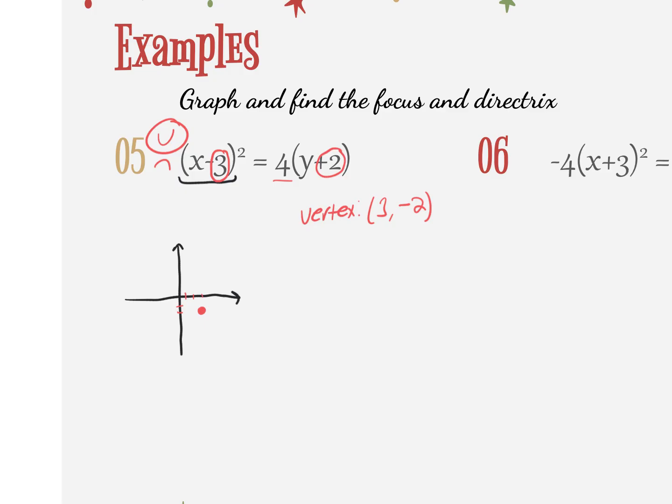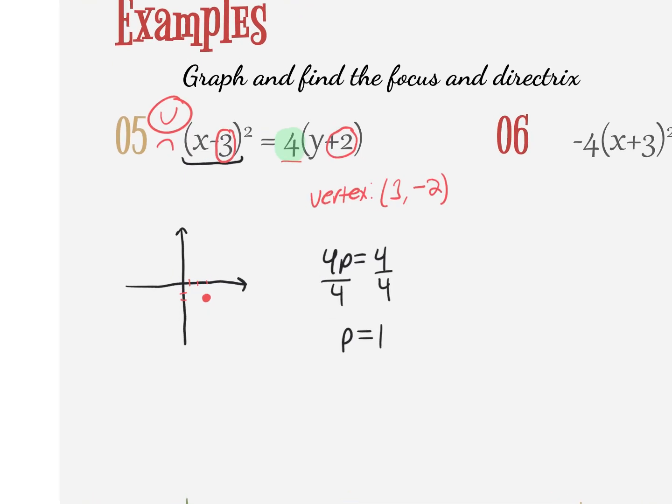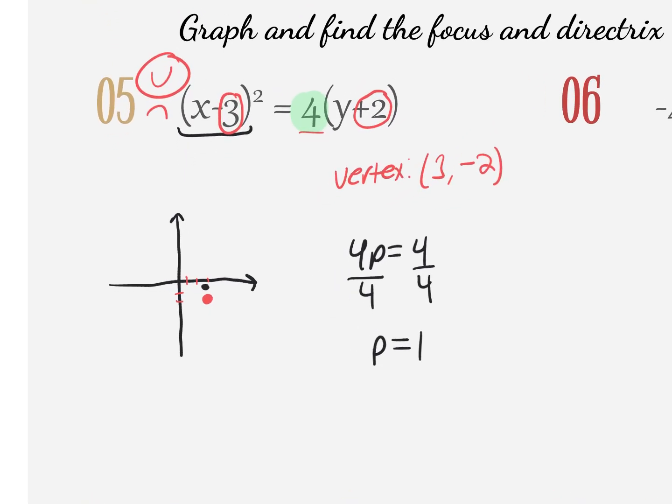Again, whatever's in front of the y, or whatever's not squared, is going to be equal to 4p, so I'm going to say 4p equals 4, all right? And then divide by 4, and then I get p equals 1, right? So that means the focus is going to be 1 unit up, and then I know it's going to open something like that. All right, so then that is the focus.